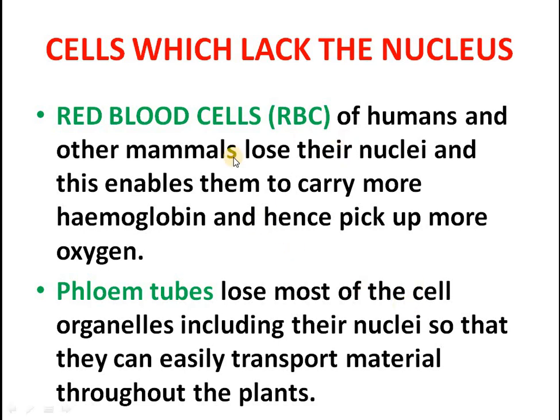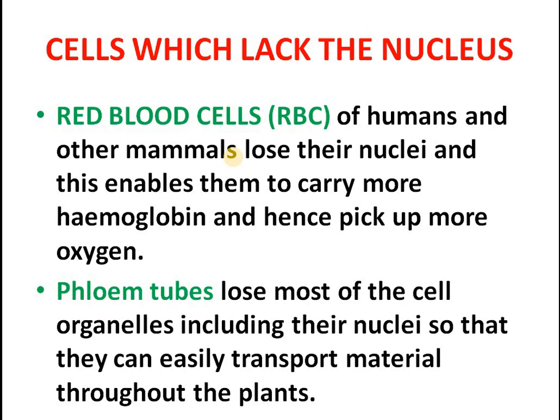You know, red blood cells are present in our blood, and they consist of hemoglobin, which is a carrier of oxygen and carbon dioxide throughout the body. So the basic function of red blood cell is to transport oxygen and carbon dioxide throughout the body, and for this function red blood cell consists of a red pigment, that is hemoglobin.